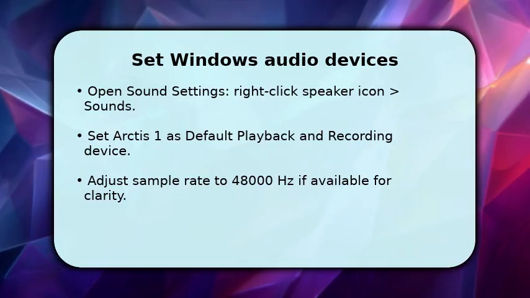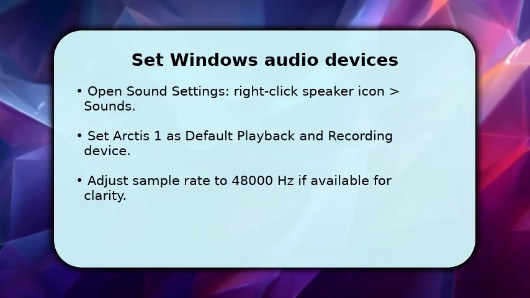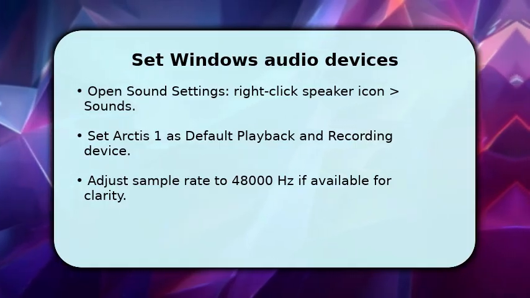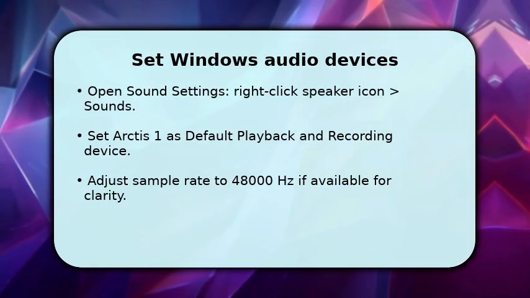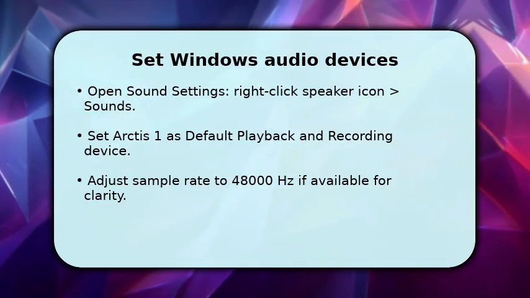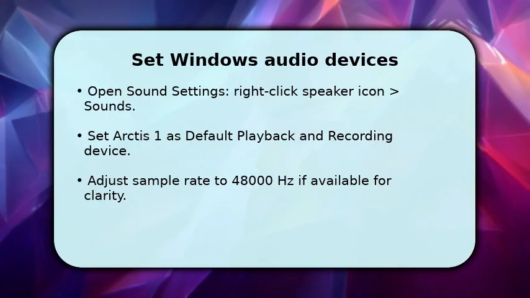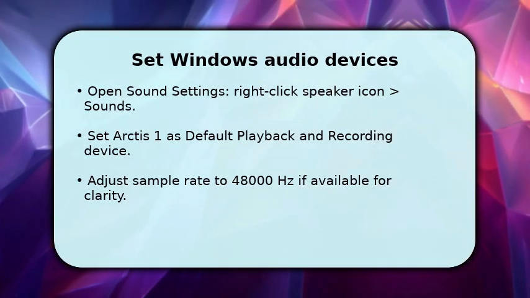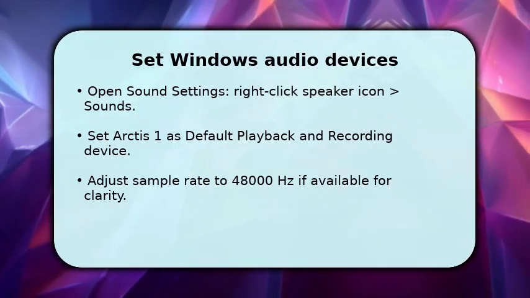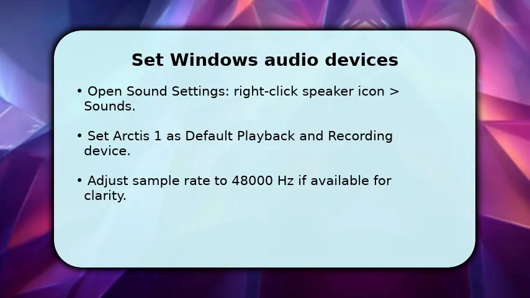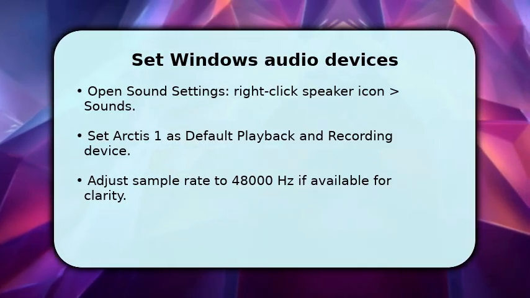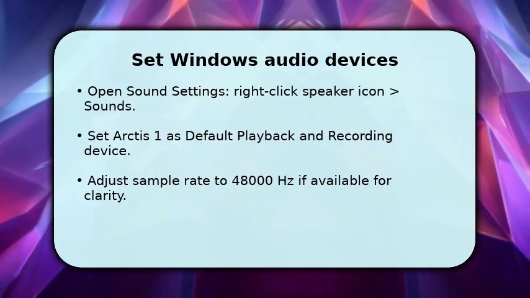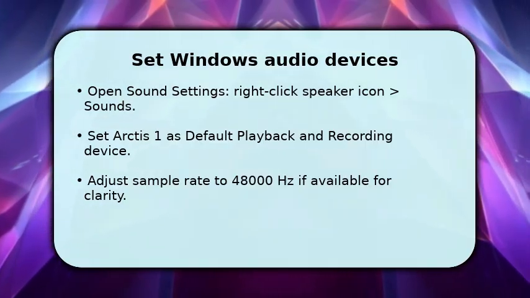Once Windows recognizes the headset, open Sound Settings and select Sound Control Panel for precise control. In playback, choose Arctis One, click Set Default for both audio and communications so apps route correctly. Then go to Properties, Advanced, and set the sample rate to 48,000 Hz for optimal voice and game audio. Lower rates may degrade quality. Make sure levels are up and the microphone is not muted. These steps ensure both output and mic work consistently across apps.